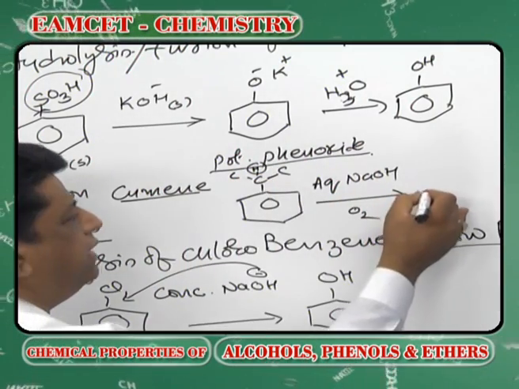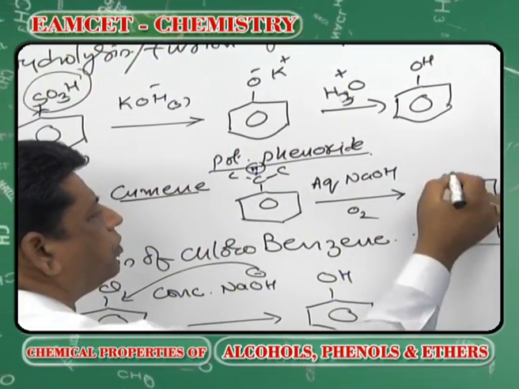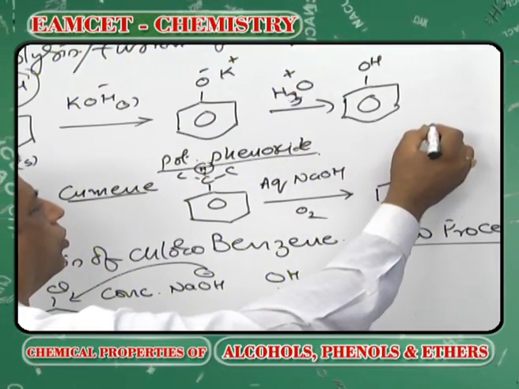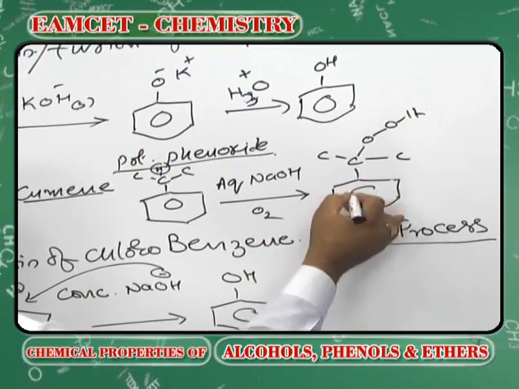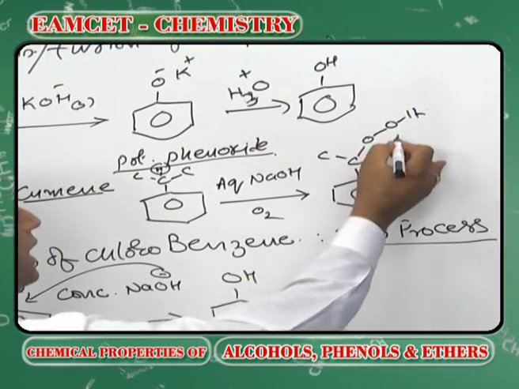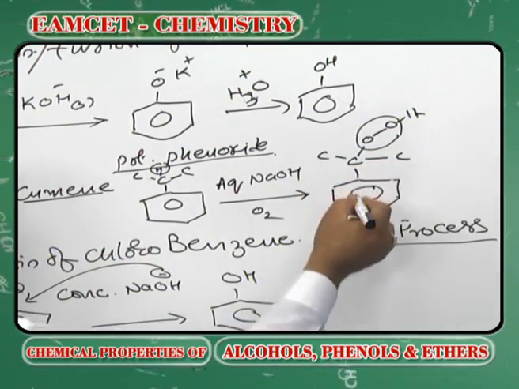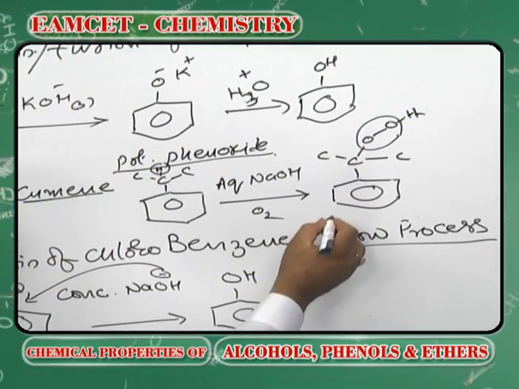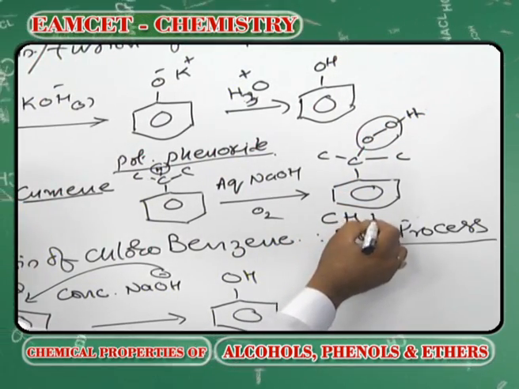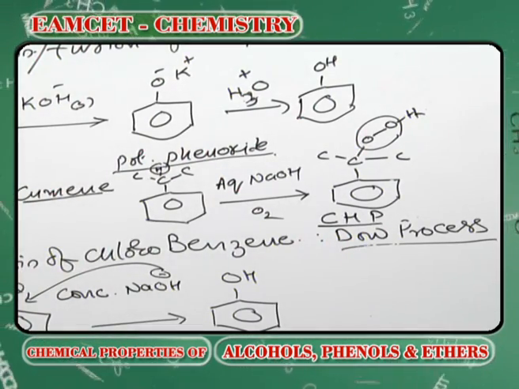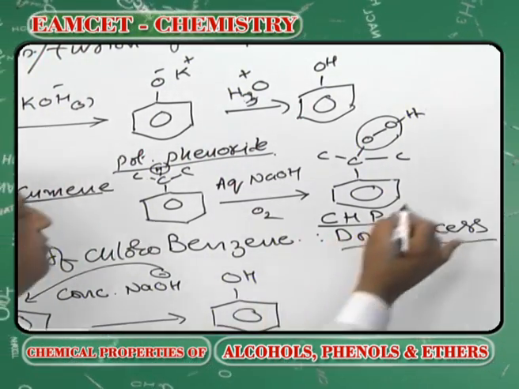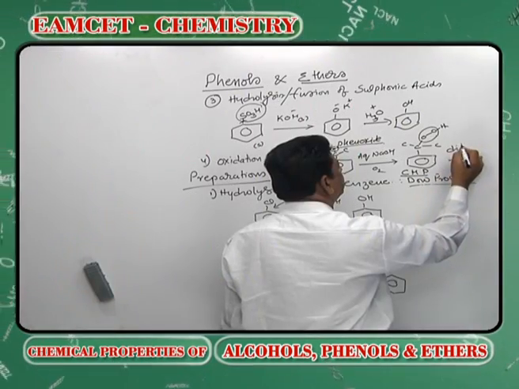Then this hydrogen is replaced by the O2 with hydrogen. This peroxy group is introduced. So, this is the peroxide. One side cumene is there, one side hydrogen is there. Therefore, it is called cumene hydroperoxide. Cumene hydroperoxide. This peroxide is then reacted with dilute sulfuric acid.